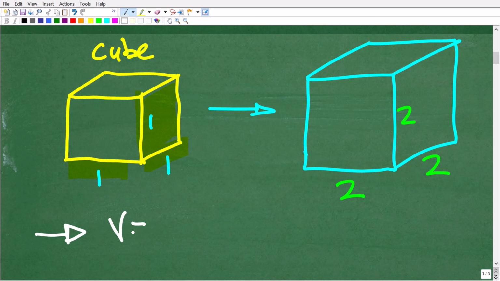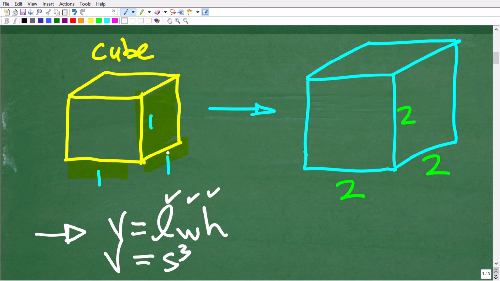The volume of a cube is the length times the width times the height. Because all these sides here are the same measurement, we could also write this as the volume being s cubed if the sides here are s, right? But basically, it's the length times the width times the height. Okay, so this is the formula for the volume of a cube.